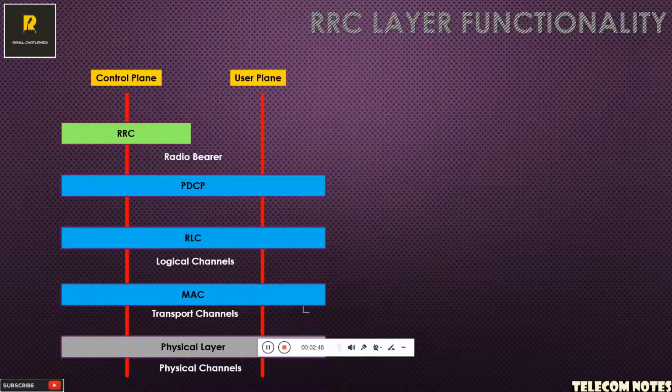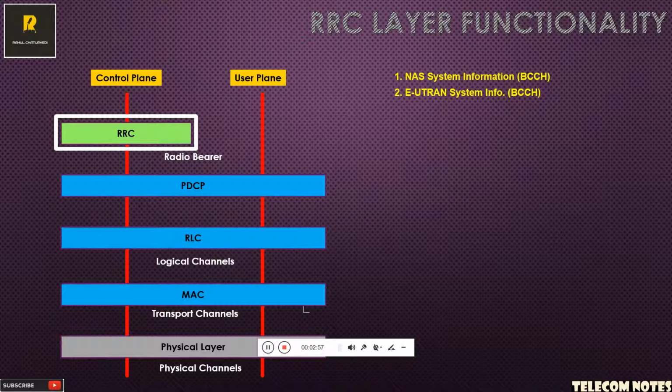Coming to the RRC layer functionality, starting with the first one: NAS system information, BCCH. EUTRAN system information also goes through the BCCH channel. Paging will go through the PCCH, paging control channel. RRC connection management, having the temporary ID identifiers, UE, EUTRAN, allocation of signaling radio bearers.